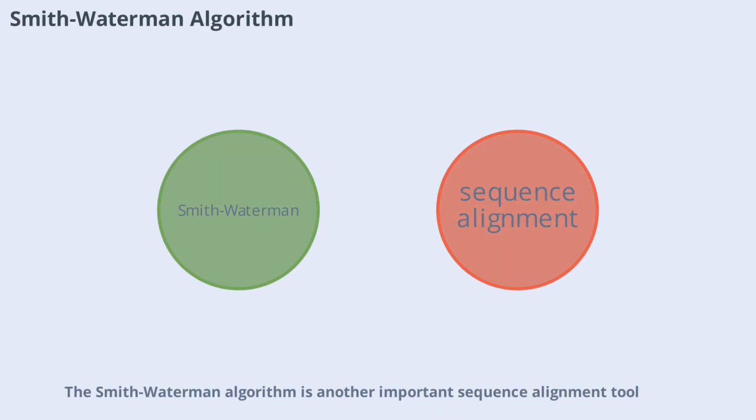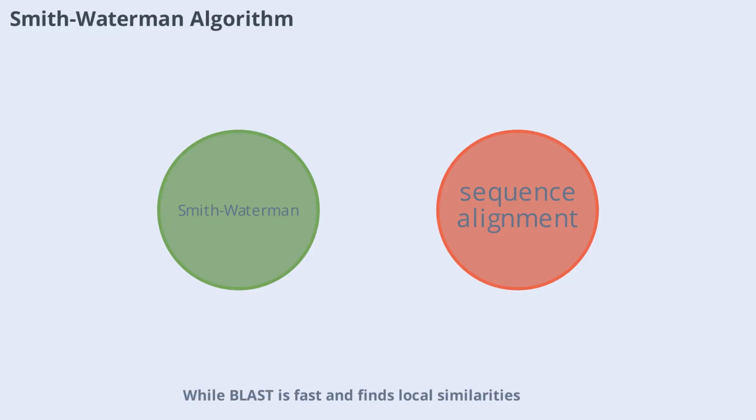Smith-Waterman algorithm is another important sequence alignment tool, but it takes a different approach than BLAST. While BLAST is fast and finds local similarities, Smith-Waterman performs a more thorough, detailed comparison. It's used when accuracy is more important than speed, such as in clinical research or when studying closely related sequences. This algorithm guarantees the best possible alignment, making it valuable for high-precision biological study.